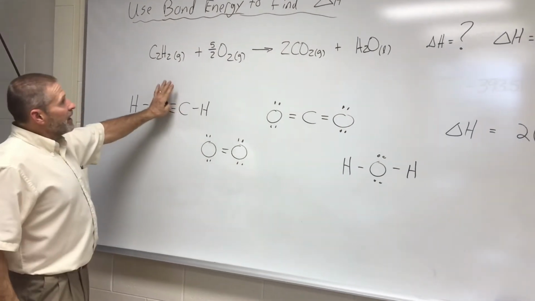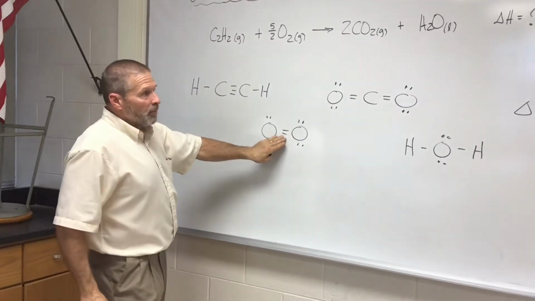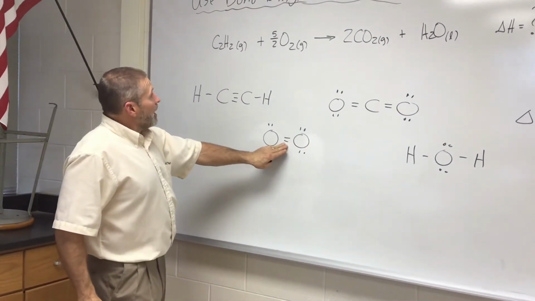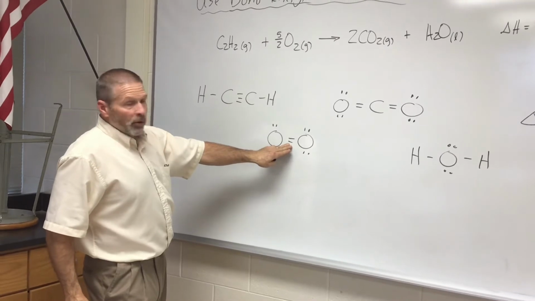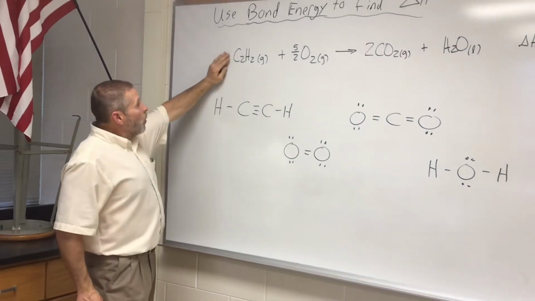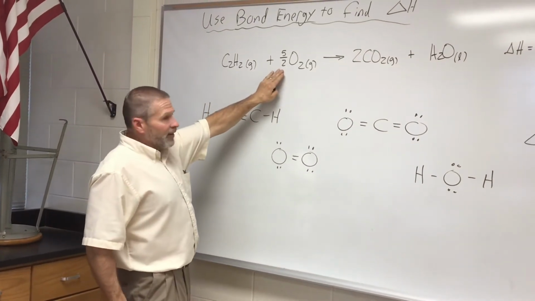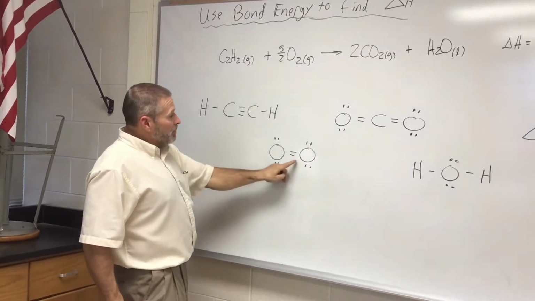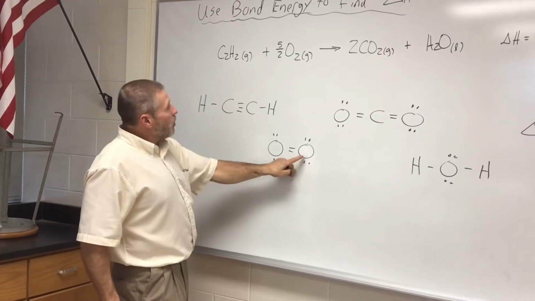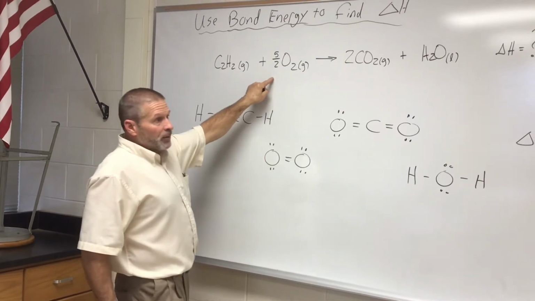Okay, now we've taken care of our acetylene. We're going to have to break an oxygen double bond. Now, one other thing I just realized I didn't point out exactly is we have to factor these coefficients in. There's a 1 in front of the acetylene, but notice there's a 5/2 in front of the oxygen. So I'm going to break 1 O double bond O bond, but I also have to multiply by this coefficient up here.